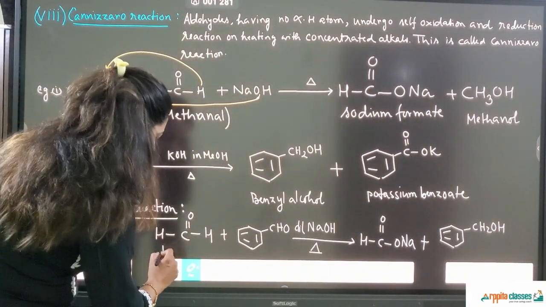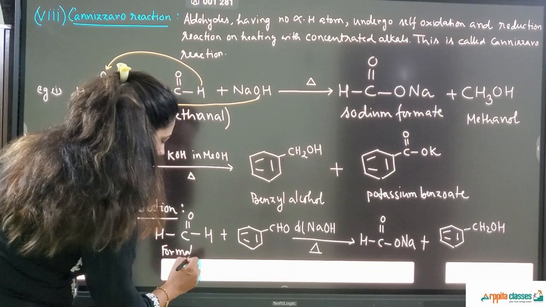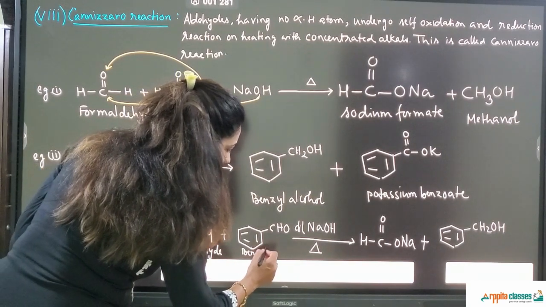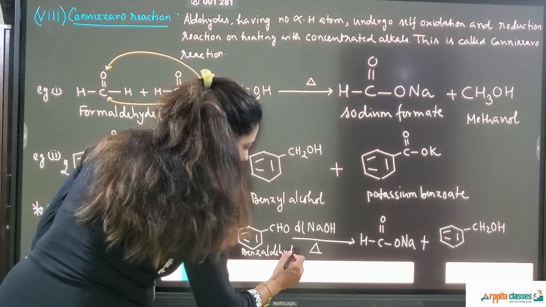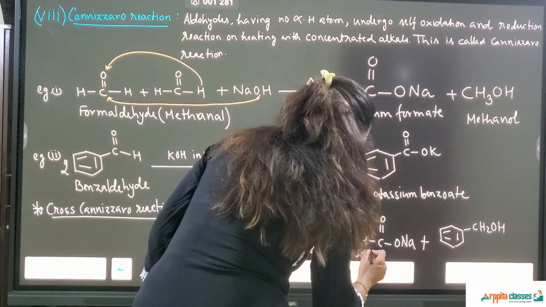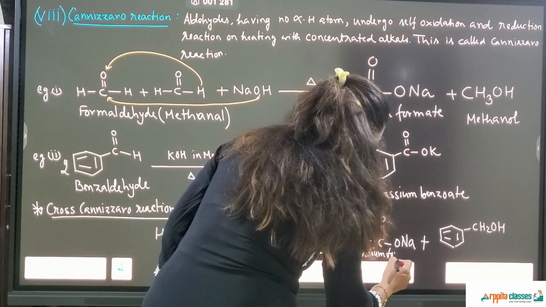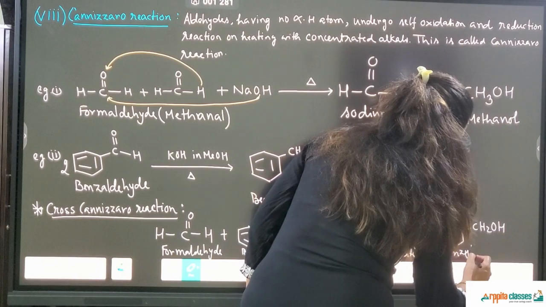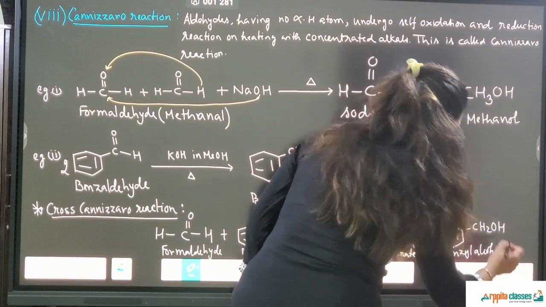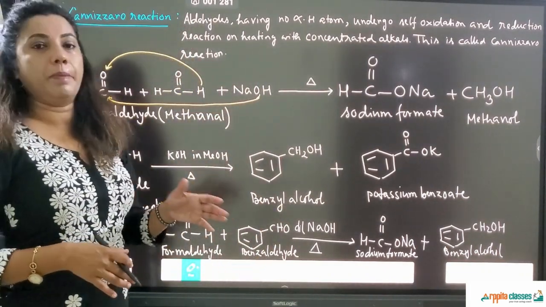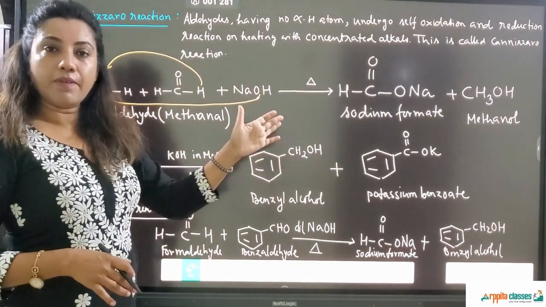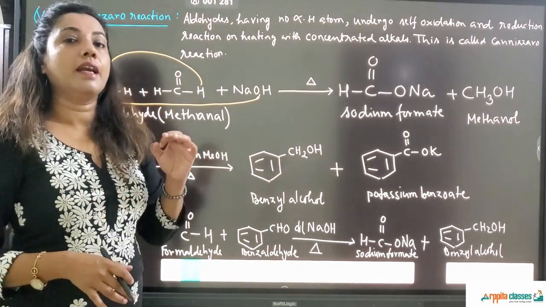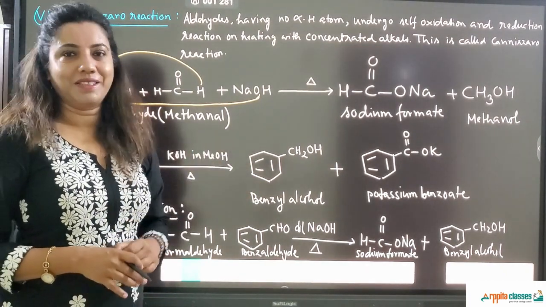Okay, I will write down the names of these molecules. This is formaldehyde. This is benzaldehyde. This is sodium formate. And this is benzyl alcohol. So this is our Cannizzaro reaction. Prepare this very well. Prepare a short note where you should write about the self Cannizzaro as well as the cross Cannizzaro reaction. Do not forget to mention that it is a disproportionation reaction.